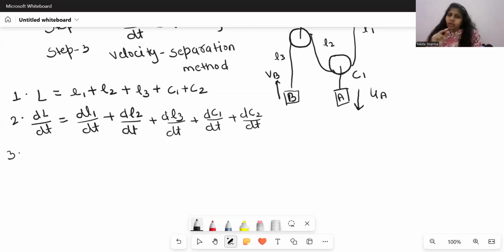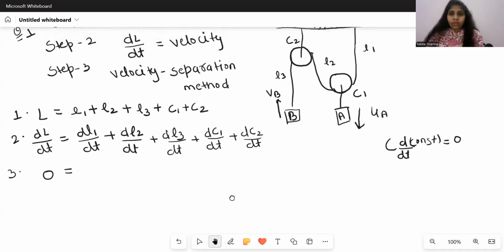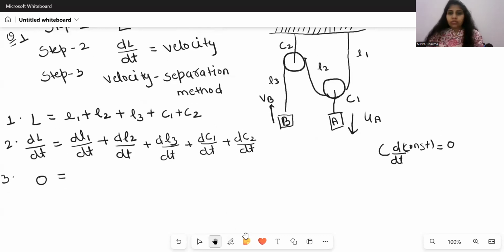I already know that the total length of a string is constant, and the differentiation of a constant is 0. So dL by dt will be 0. Why? Because we know that d by dt of any constant is 0. The total length of a string is constant, that means dL by dt will be 0. Now dL1 by dt. We will use the velocity separation method for this.